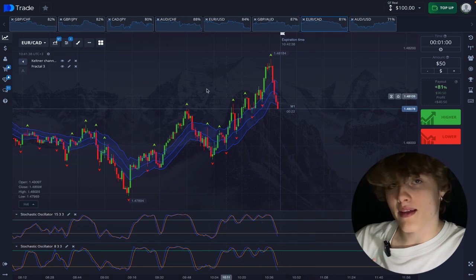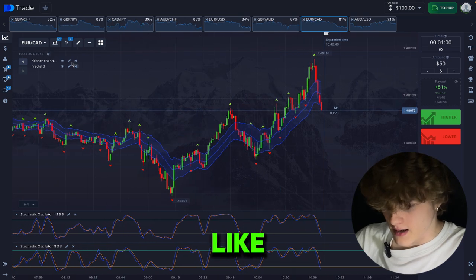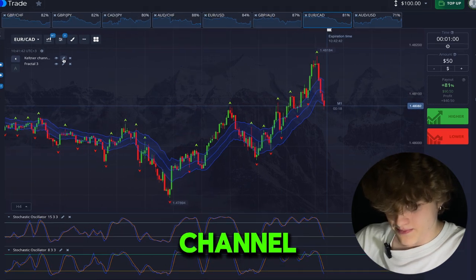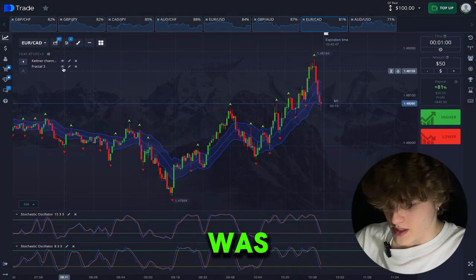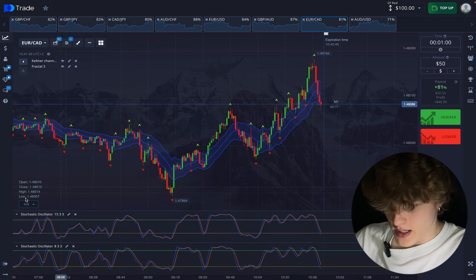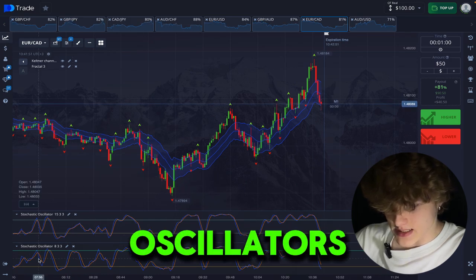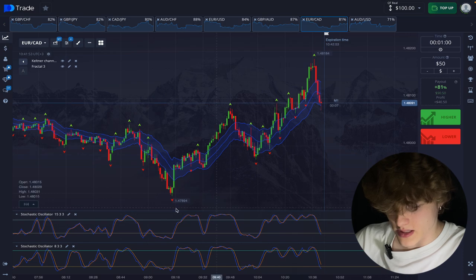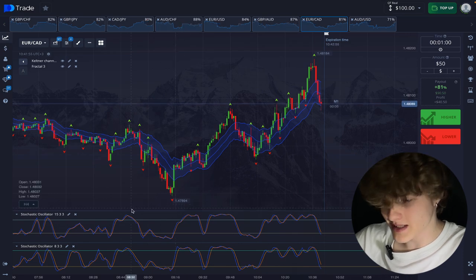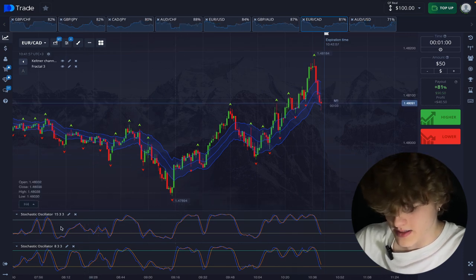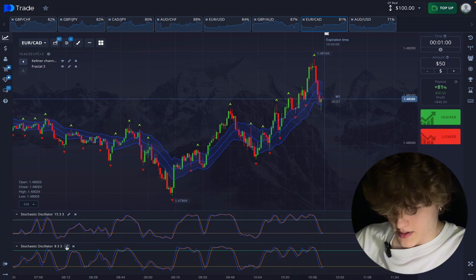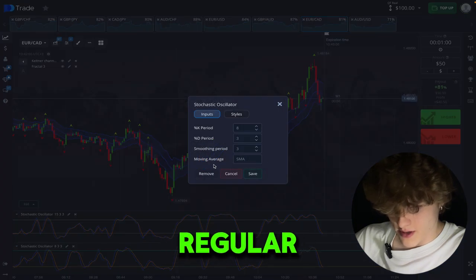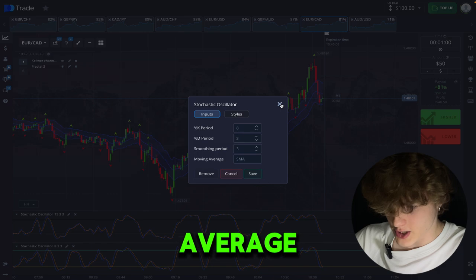Today we're going to analyze the following indicators: Keltner channel with a period of 20, fractal with a period of 3, and two stochastic oscillators. The settings of the two oscillators you can also see in front of your eyes. The oscillator with a period of 15 has a weighted moving average, and the oscillator with a period of 8 has a regular simple moving average.